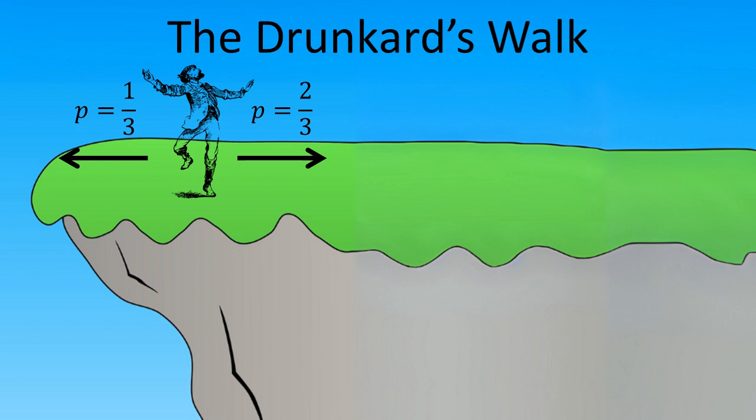If he does that, the problem starts again. So he's got a probability of 1/3 of moving back to the left again. He's got a probability of 2/3 of moving to the right. And this continues. We want to know, given these facts, what is the probability that the drunkard will eventually fall off the cliff?